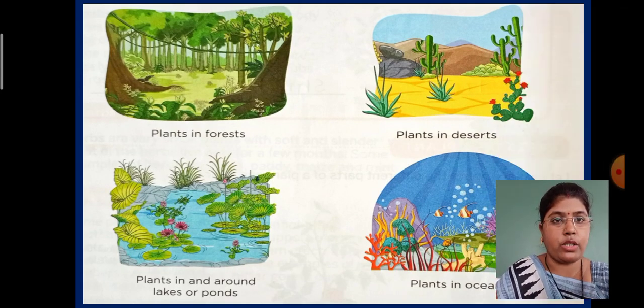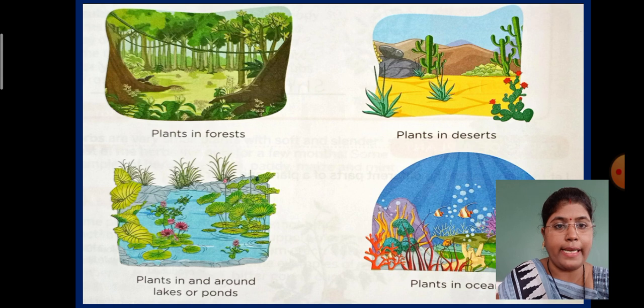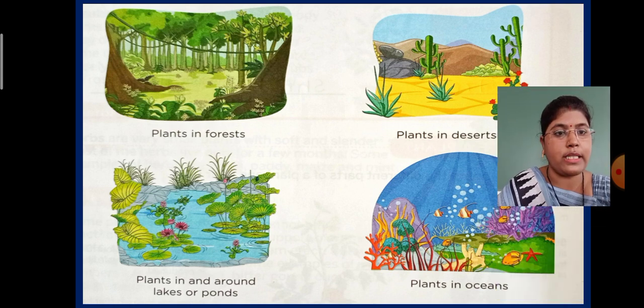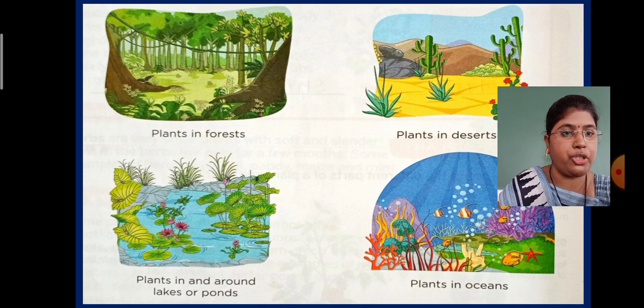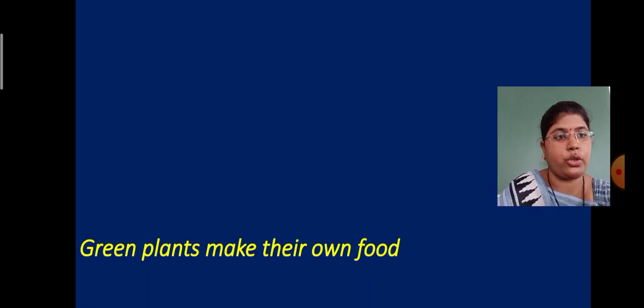Forest, plants grow in the forest. Some plants grow in the deserts. Okay, some plants in and around lakes or water ponds. Okay, and plants in the oceans. See how beautiful the picture is. So in this way, these are the different types of plants which grow in the different places.